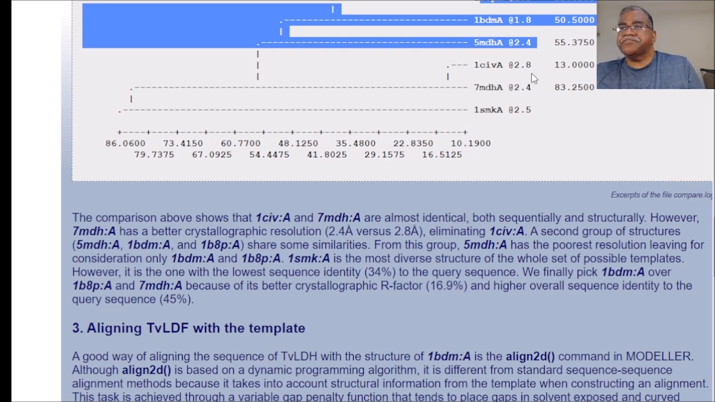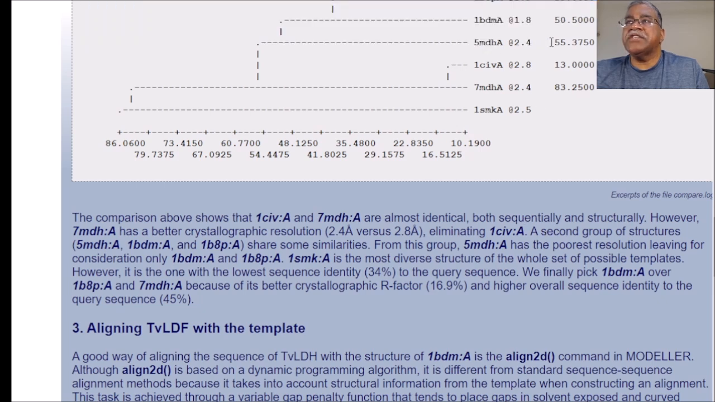But 5MDH has the poorest resolution, 2.4, so we can knock that guy out. Okay, and then the one SMK is the one which is the least precise because it has nothing in common. It's the most diverse of everything, so we can throw those guys out, right? And so the lower sequence identity, I don't see the 34%, but let's just take their word for it.